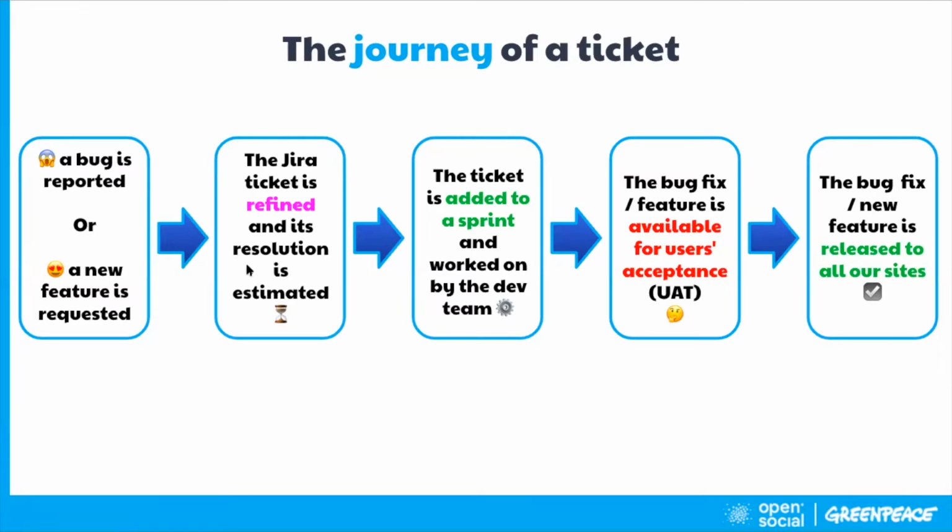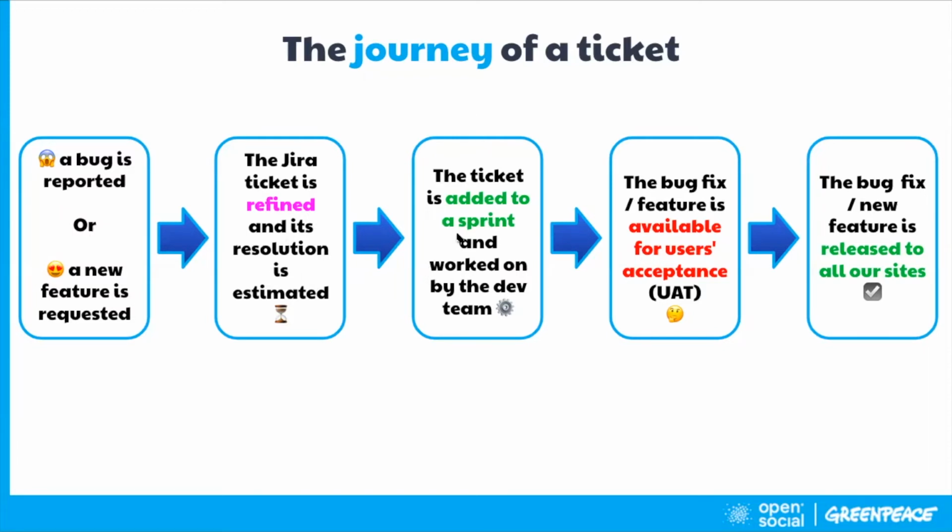Is it clear? Is it clear what the problem is or what the new feature is? And essentially, by going through this refinement process, which is a bi-weekly meeting that the development team goes through, they make sure they understand the problem and they estimate a resolution of it, so to say. So let's say they estimate that X hours, 3, 4, 6, whatever, are needed to fix this issue or release the new feature. What happens is that once the ticket is refined and estimated, it has to be added to a sprint.